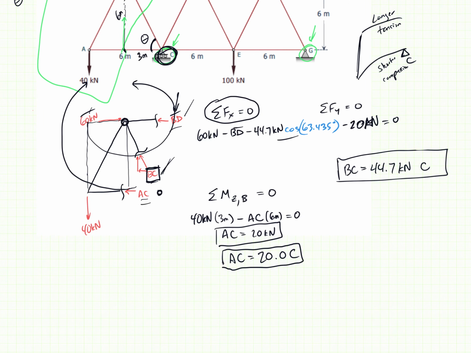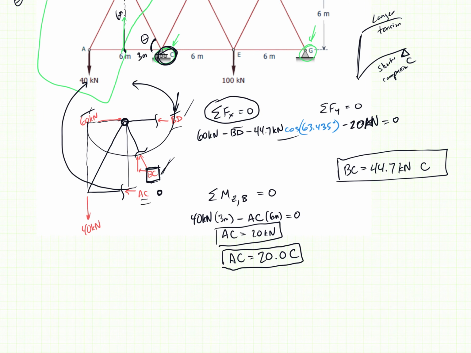Okay, so again, two dimensions. Sum of the forces in the X equals 0. We've got 60 kilonewtons to the right, and I've got GX to the left. So GX equals negative 60 kilonewtons. Because I want this to be simple, I'm going to erase this GX and put in 60 kilonewtons to the left.